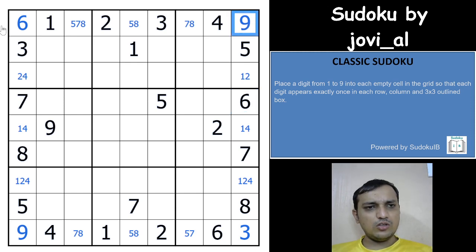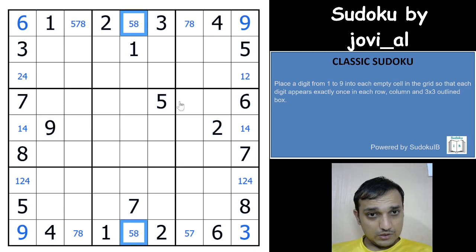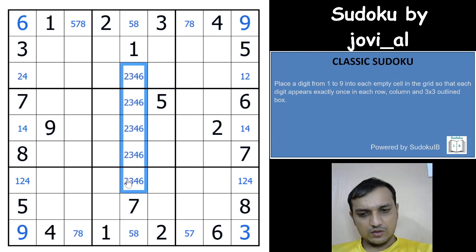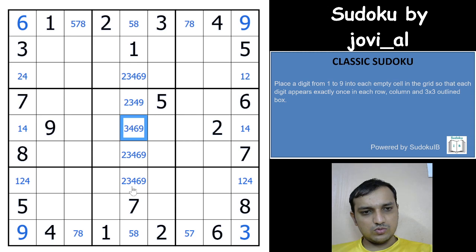So I think we got all the corner cells easily. They are all hidden singles, and once we start, it is easy to see all the hidden singles here. And I got a 5, 8 pair here. Then 2, 3, 4, 6 and 9, and again a 1, 4 pair here. So this cell cannot be 4 as well.